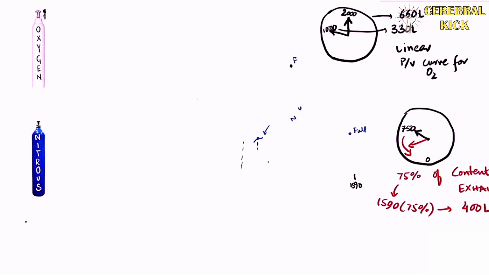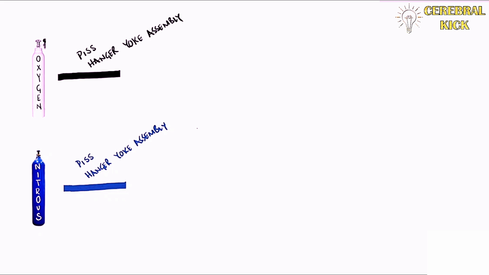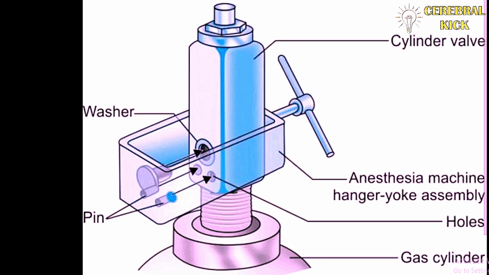Let's attach the cylinders now to the anesthesia machine. The first part that comes is the pin index safety system and the Hanger-yoke assembly. So let's go into the details. A Hanger-yoke assembly is essentially an assembly between the anesthesia machine and the cylinder valve of a compatible cylinder, right? So you can see on a Hanger-yoke assembly, there is a washer which creates an airtight seal. There's a nipple that fits into the cylinder valve, creating a gas canal through which the gas enters the machine. And there are two specific pins that enter into the cylinder valve.